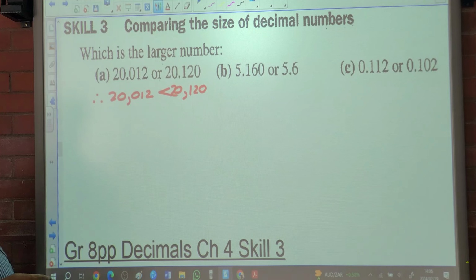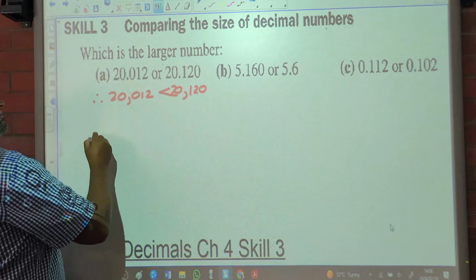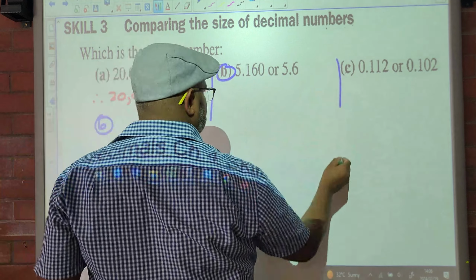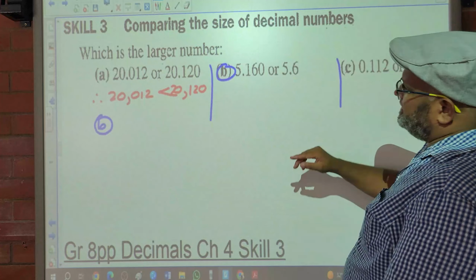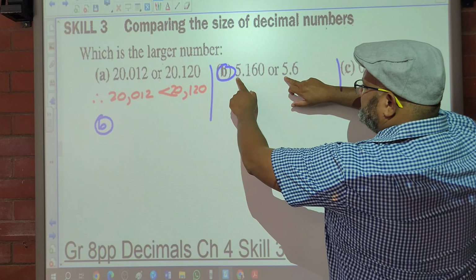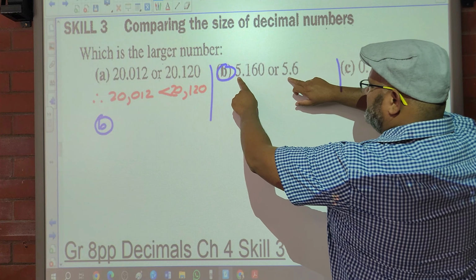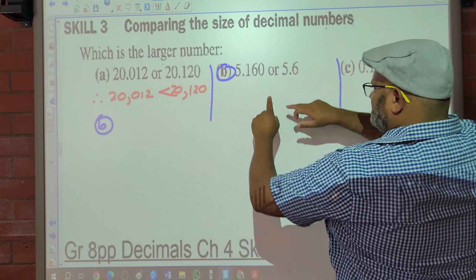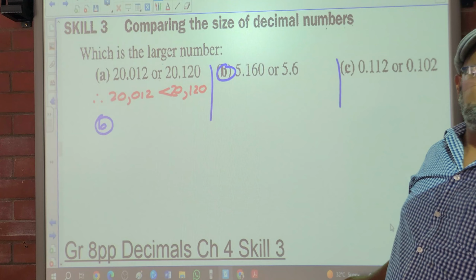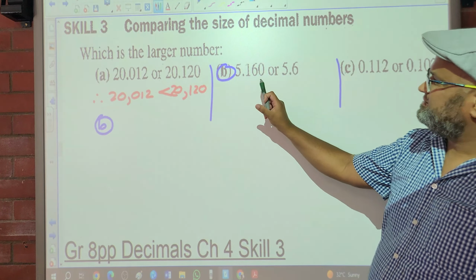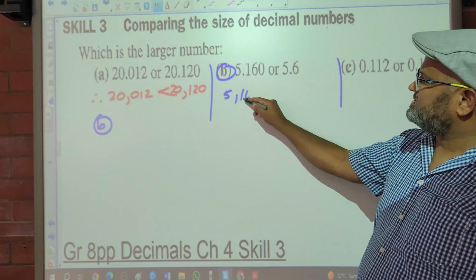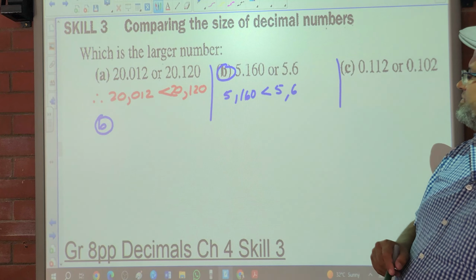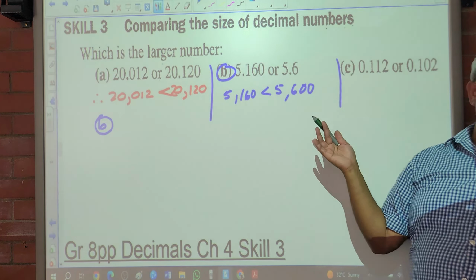Let's look at B. The most significant figure is? 5, in both cases. So both are 5 units. But here I have 1 tenth and here I have 6 tenths. So which one is larger? 6 tenths or 1 tenth? 6 tenths. So it's going to be 5,160 is less than 5,6. If I add zeros there, it must not make any difference.